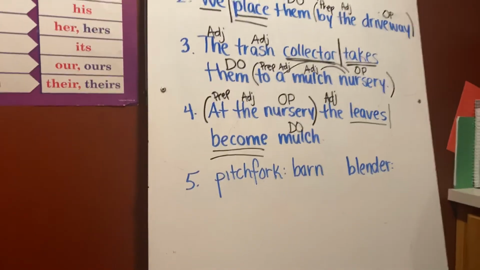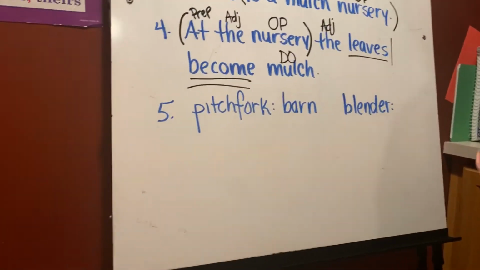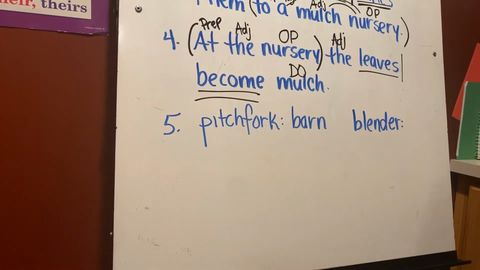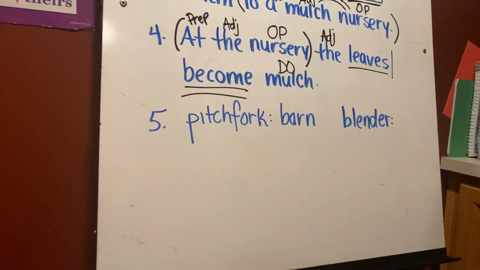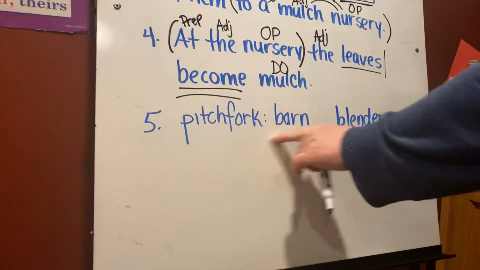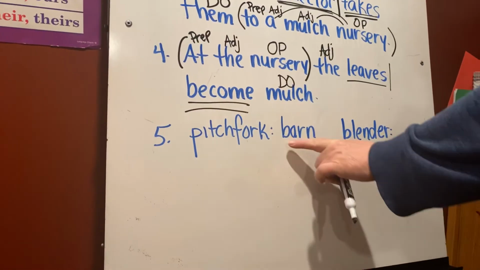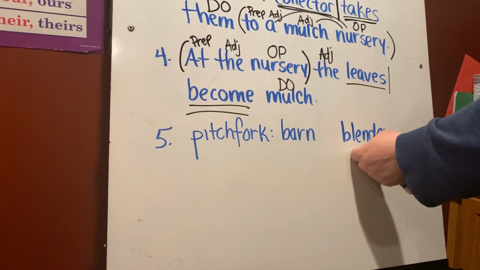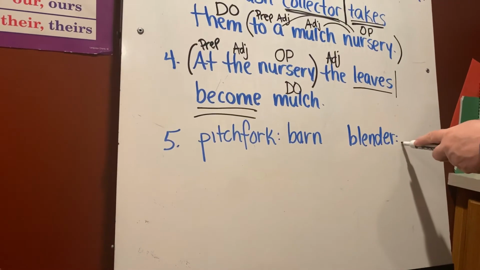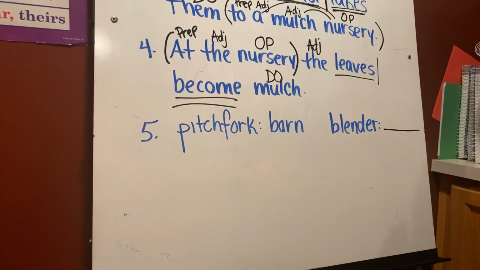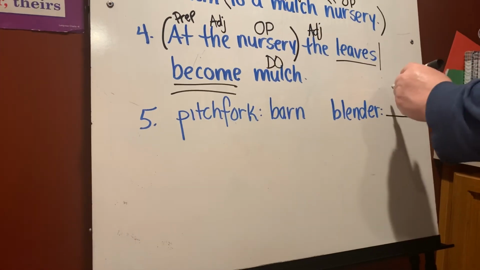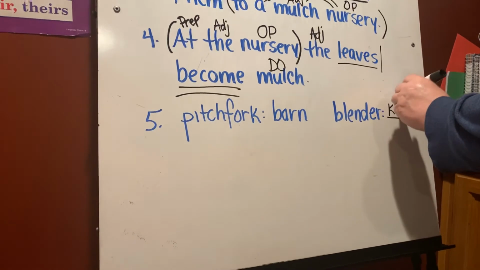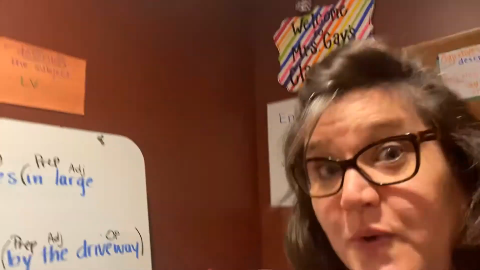Okay, kiddos, let's look at these. This down here. Pitchfork, that's a tool, is to barn. So the place where the pitchfork is the barn. Pitchfork, a tool, is to barn as blender, another tool, is to what? Where would you find a blender? Where are those kept? Blender is to kitchen. If you say kitchen, you are the winner chicken dinner.